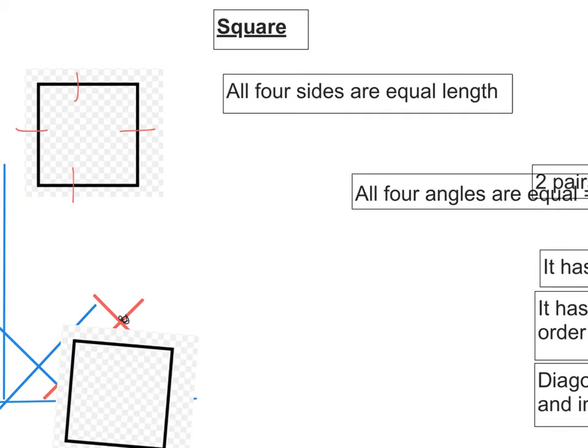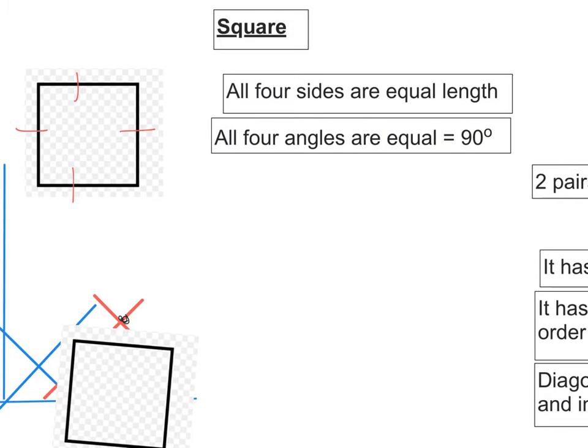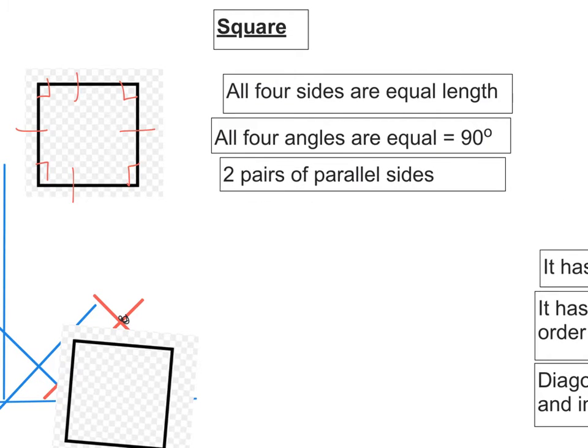Second property that you probably already know is that all four angles are equal to 90 degrees, i.e. they're all right angles. So let's put those in there. All the same and all 90 degrees. Second, we have two pairs of parallel sides. So these two are parallel and these two are parallel.